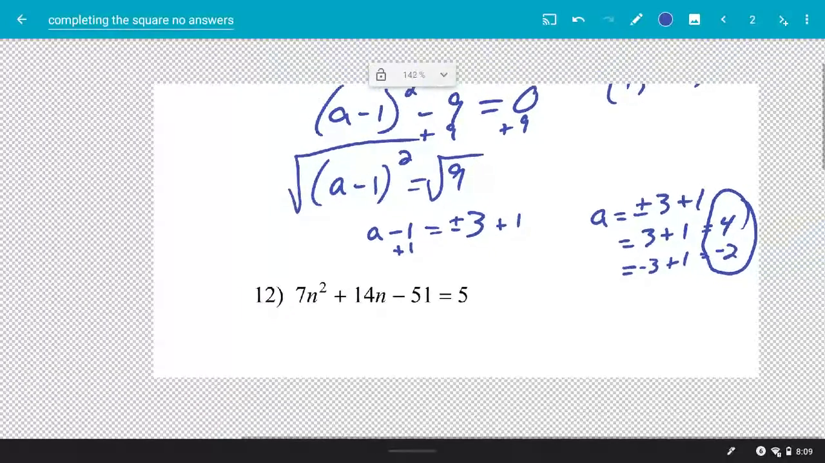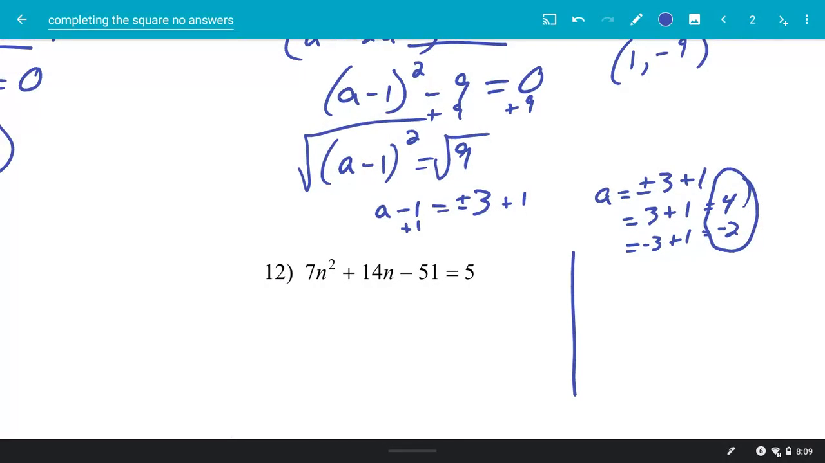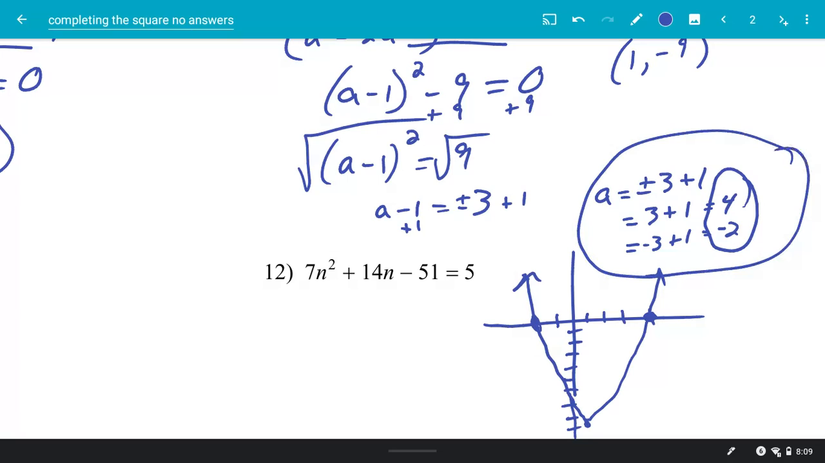Those are my solutions. So if I were to graph this, my vertex is at 1, negative 9, and it crosses at 4 and negative 2. Looks something like that. So there's a little extra for you. I wouldn't use vertex form to find my solutions. That's just me. I would use factored form because that's what it finds for me. But it can be used, and there's an example of that.